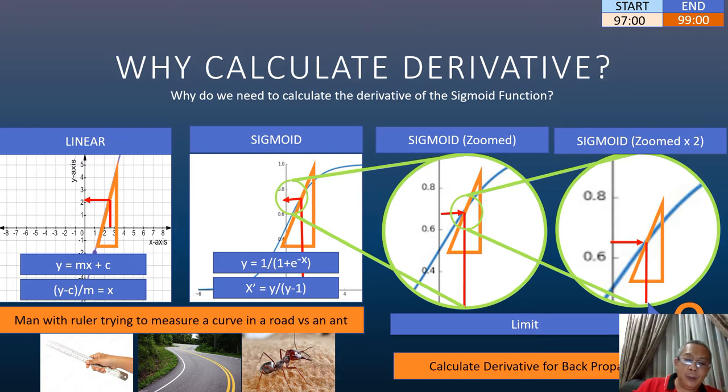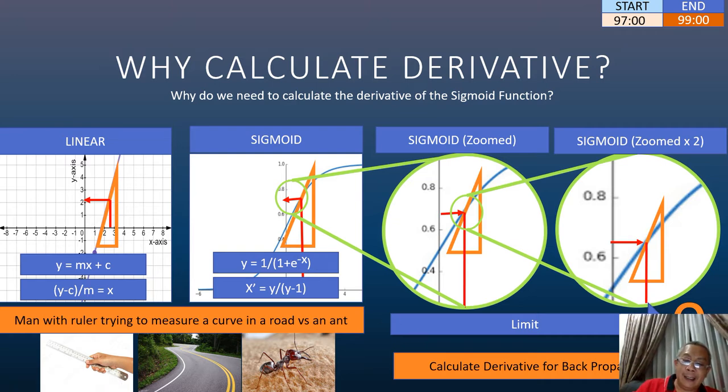Now, because we are human, we cannot get to a very precise number because we are too big for the curve. The point that we want to know is a very, very small point. It's zero. Actually, there's no width, no height. So that is the point at which we want to calculate the rate of change.